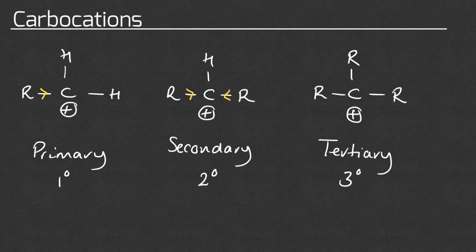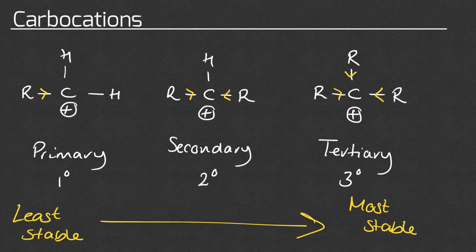So a secondary carbocation would have two stabilising groups attached, two groups donating electron density to help balance out that positive charge. And a tertiary carbocation would have three electron donating groups or three stabilising groups to further reduce the positive charge. So this means that the primary carbocation is the least stable of the three, the secondary is in the middle, and the tertiary carbocation is the most stable of the three.